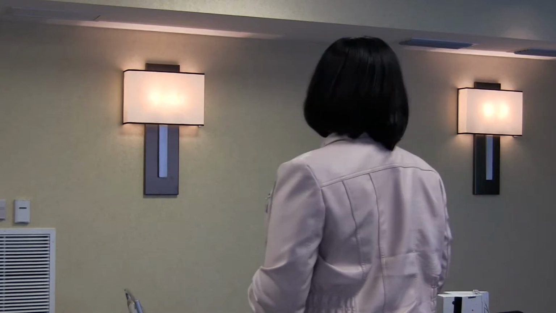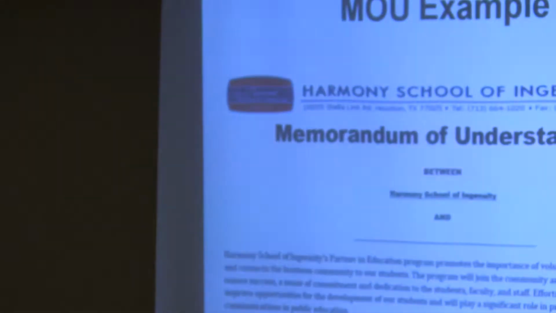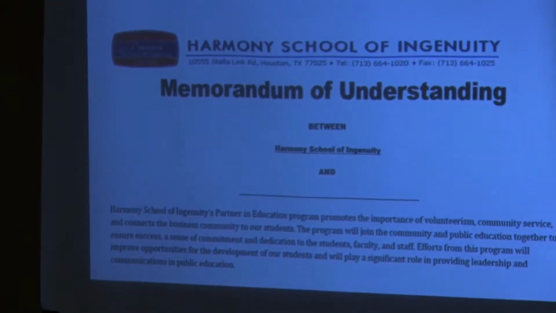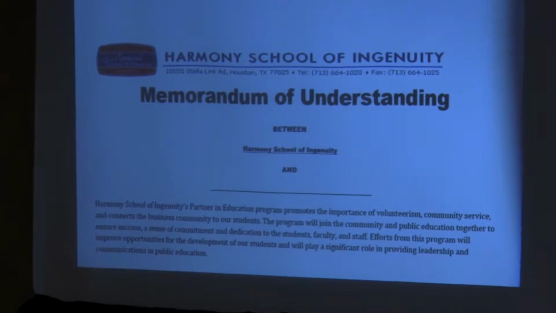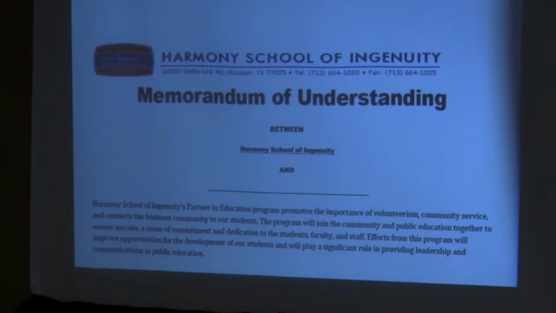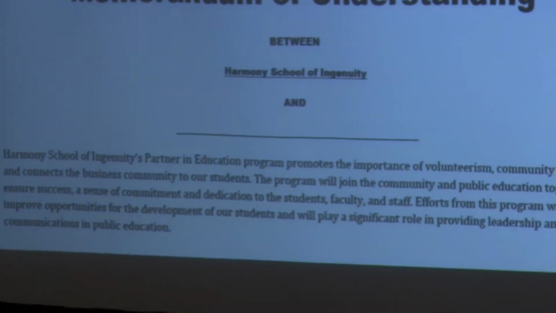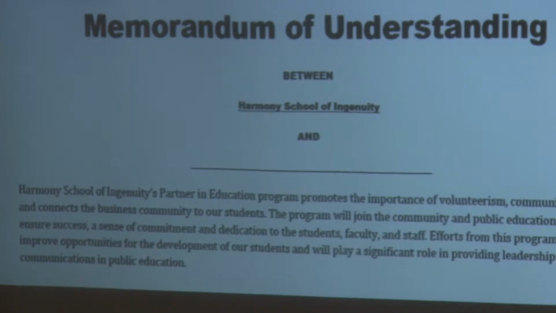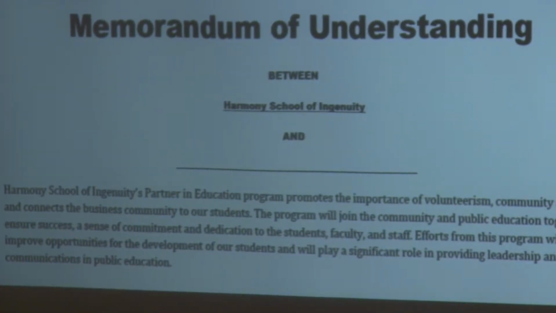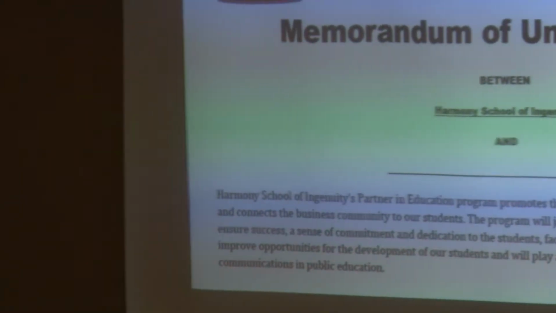Here's an MOU example. I gave you guys a copy of this. I showed you just the top part of this, but in your MOU, tell them exactly what you want from them. What's your responsibility? What's their responsibility? It's on the back of the first page, but tell them exactly what you want from them. If you want them to give internships, tell them. If you want them to maintain a positive relationship with the students and the staff, tell them that. If you want them to assist with evening events, tell them that.